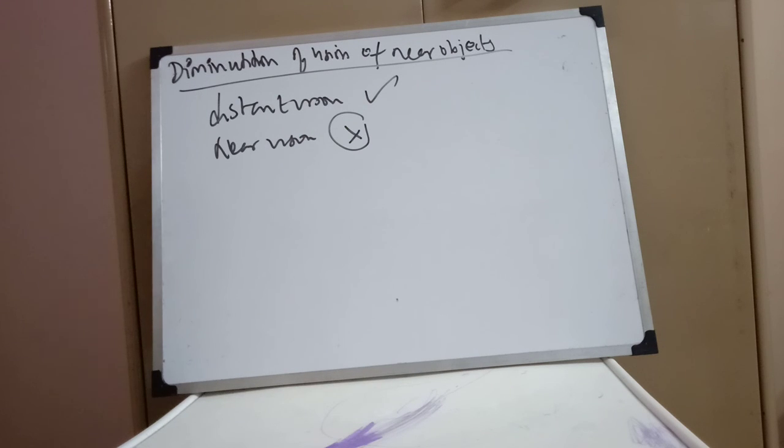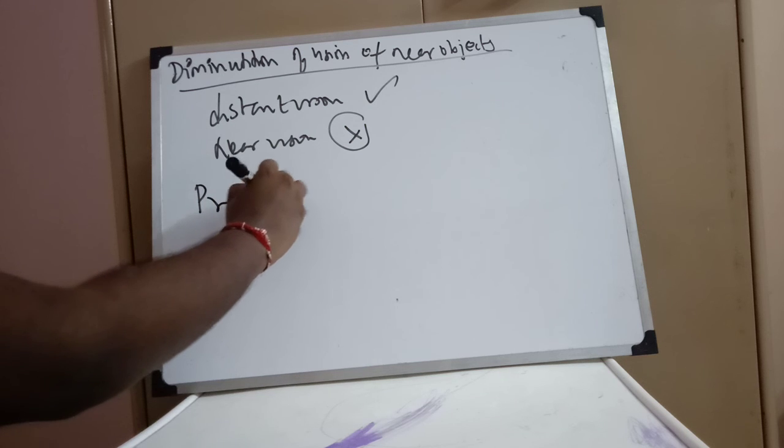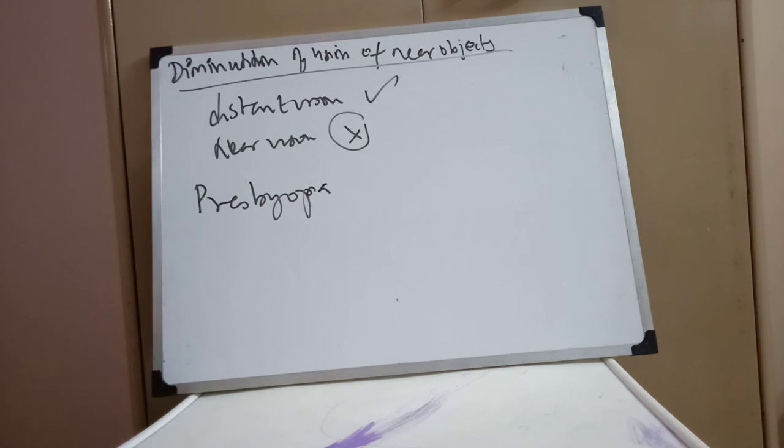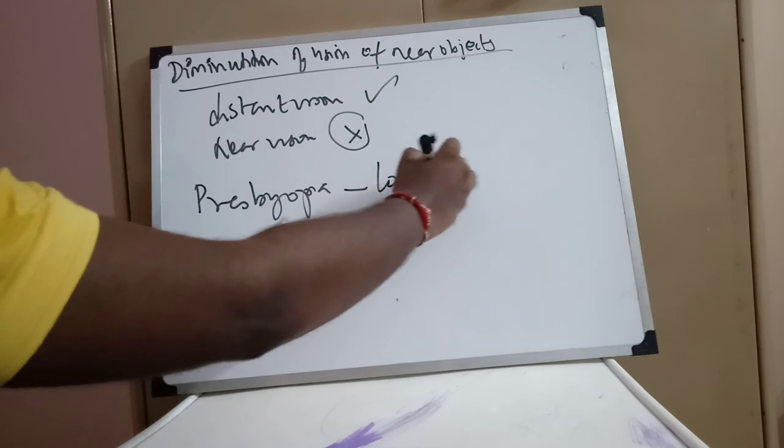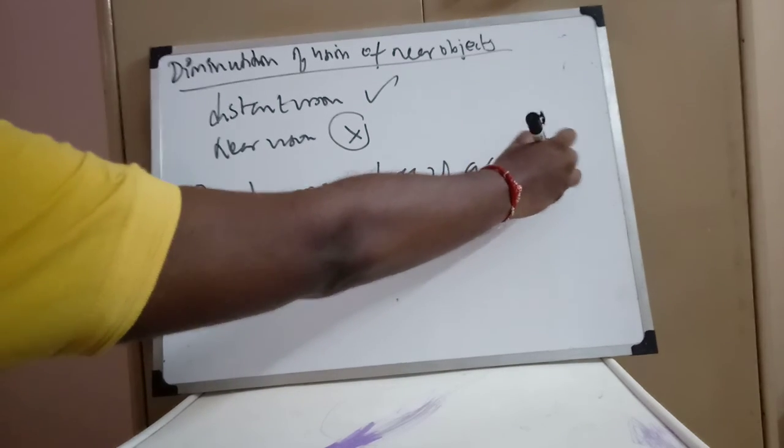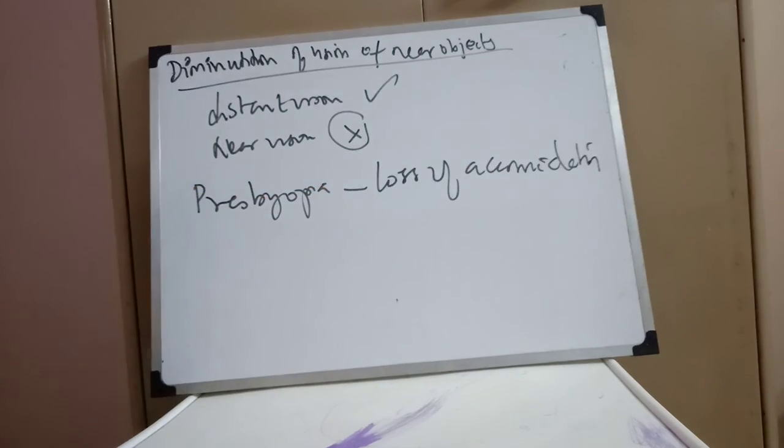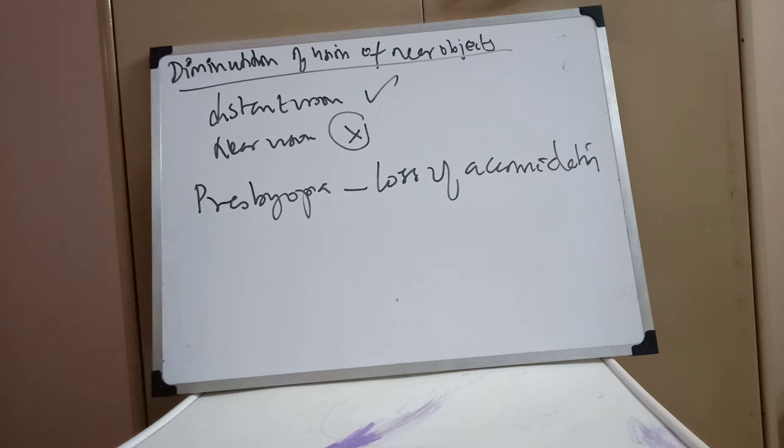So what are the different causes of this? We are going to see presbyopia. Remember, both presbyopia and presbyacusis in ENT are very, very important short notes for you. Both are very common in our society. In presbyopia, we are going to have loss of accommodation. What are the 3 C's of accommodation? Constriction, contraction and convergence. So, loss of accommodation.